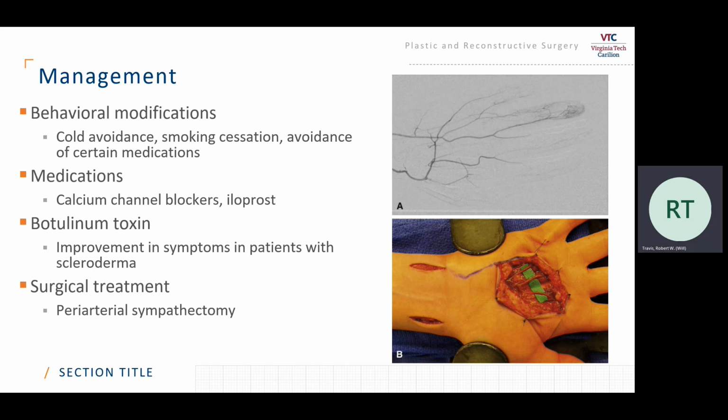Surgical treatment is for patients who fail medical management, who have persistent digital pain or ulcerations. You can perform a periarterial sympathectomy, in which you strip the periarterial adventitia and disrupt the sympathetic tone to the vessels. The image here shows an angiogram in a patient with scleroderma who had decreased flow in both their common and proper digital arteries, who underwent a sympathectomy.